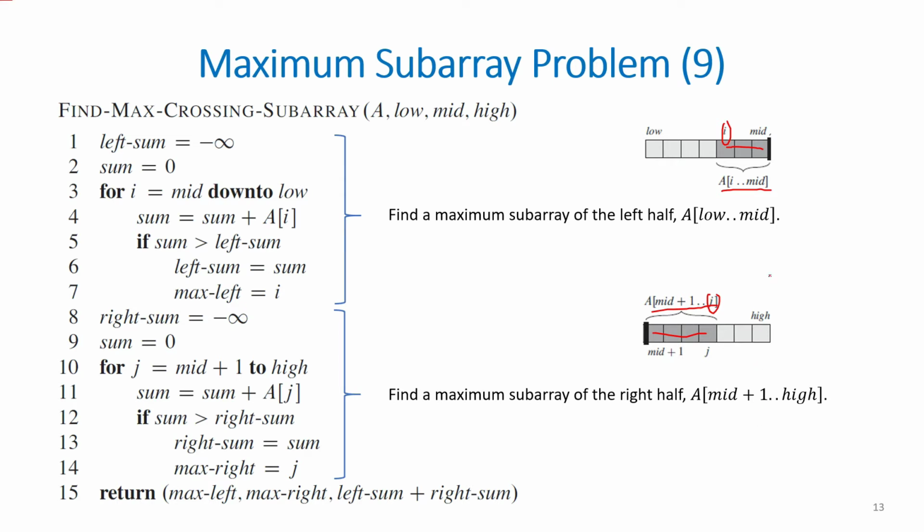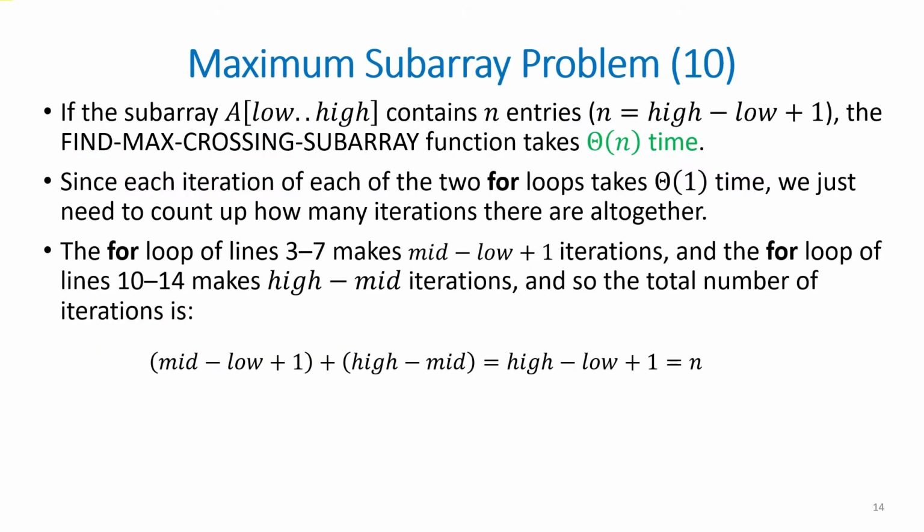In the worst case, we would have to go all the way from the midpoint to the very first element, which is low, and all the way from the midpoint to the very last element, which is high. Therefore, we will have to visit each and every element in the array A. If we assume that there are a total of n elements in array A, that is high minus low plus 1 equals n, then the find max crossing subarray function takes theta n amount of time to run.